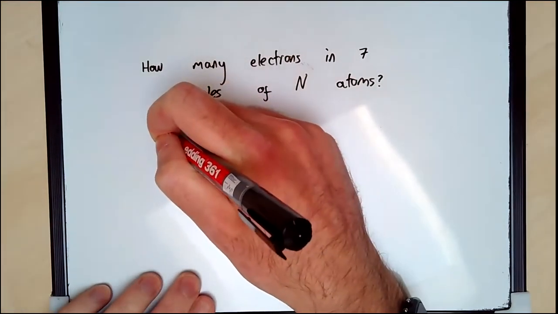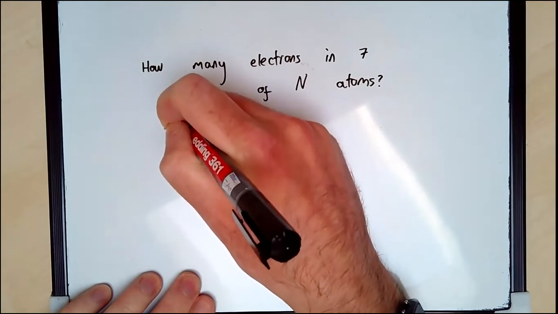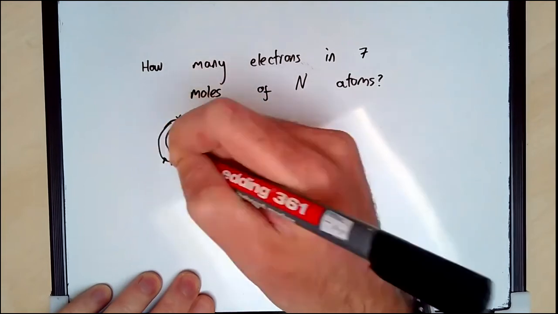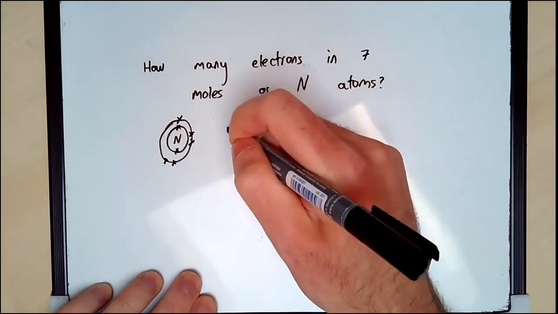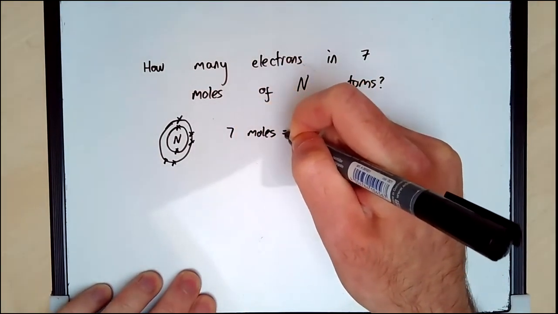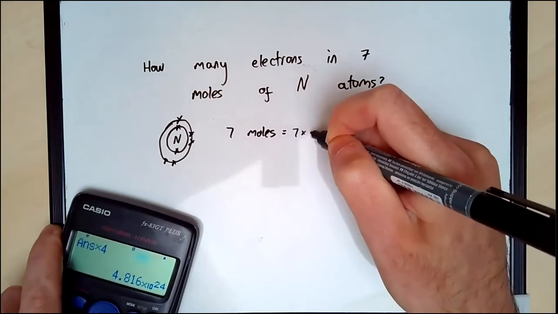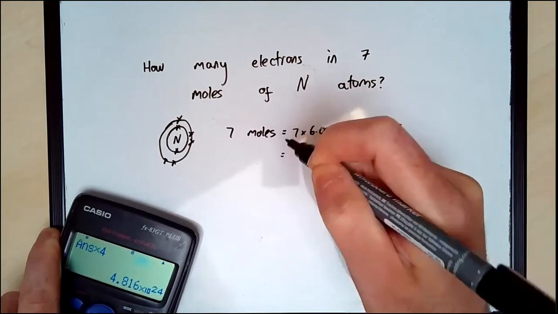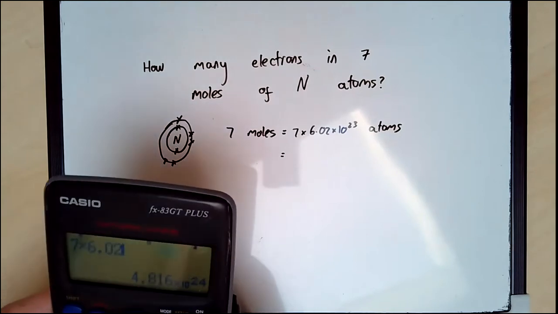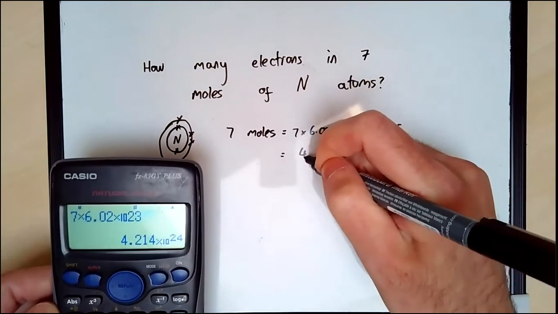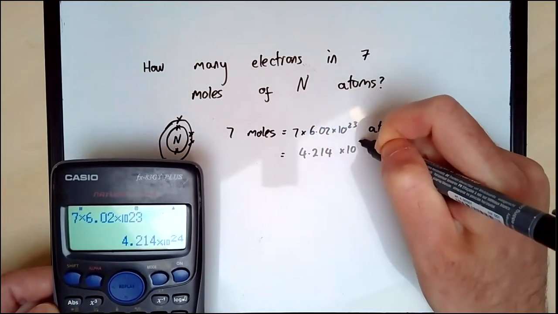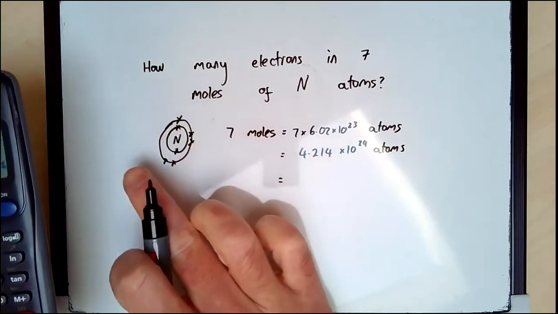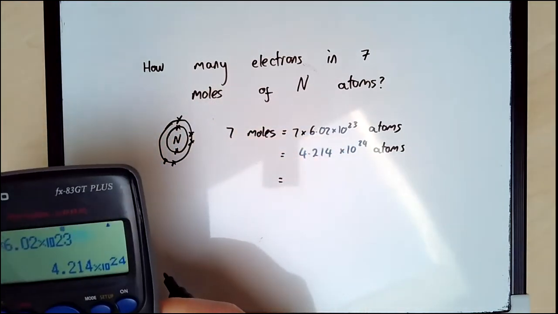Nitrogen looks like this. It's got 7 electrons. So 1, 2, 3, 4, 5, 6, 7. So 7 moles. How many atoms would that be? That would be 7 × 6.02 × 10²³ atoms. Which gives me 4.214 × 10²⁴ atoms. I need to times that number by 7, by 1, 2, 3, 4, 5, 6, 7 electrons.